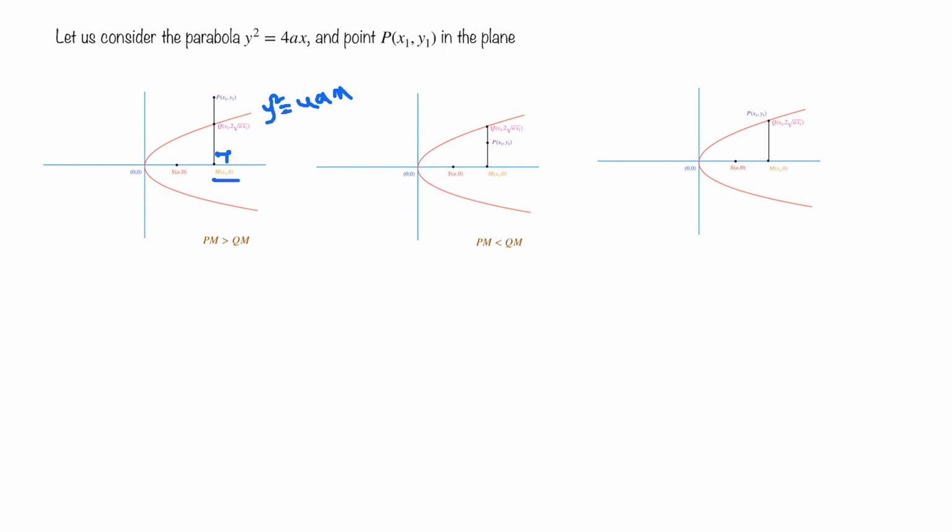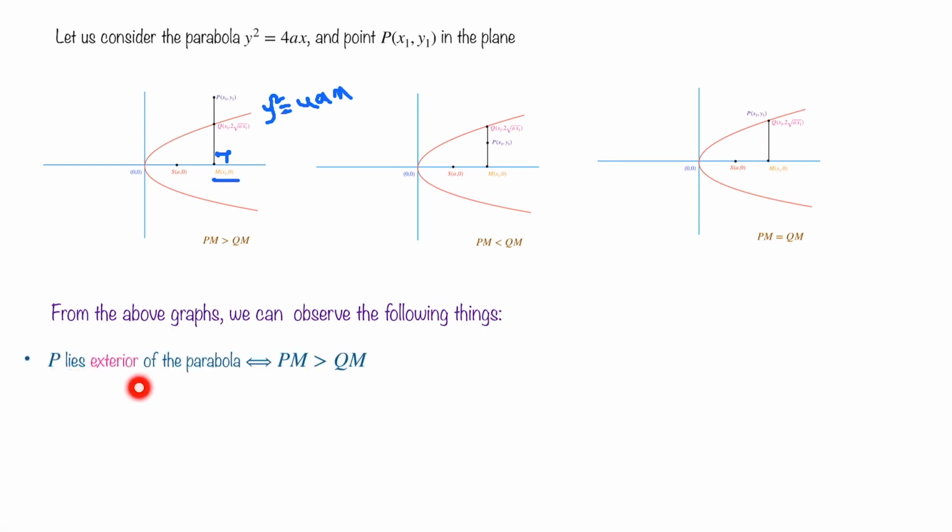Next, if P is a point on the parabola, again we draw a perpendicular from P to the axis of the parabola. The foot of the perpendicular is M, whose coordinates are (x1, 0). The intersection of PM and the parabola y squared equals 4x is going to be P itself, which we are calling Q. So here P and Q are the same, and we can see that PM equals QM. In this case, if P is a point on the parabola, PM equals QM. Fine. From these graphs, we can observe the following things.